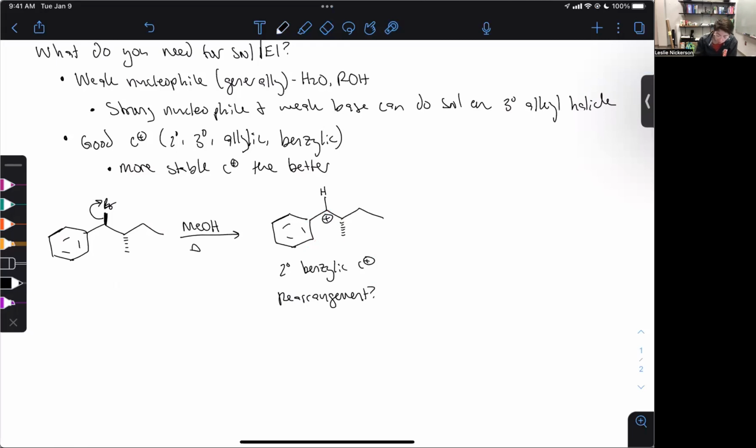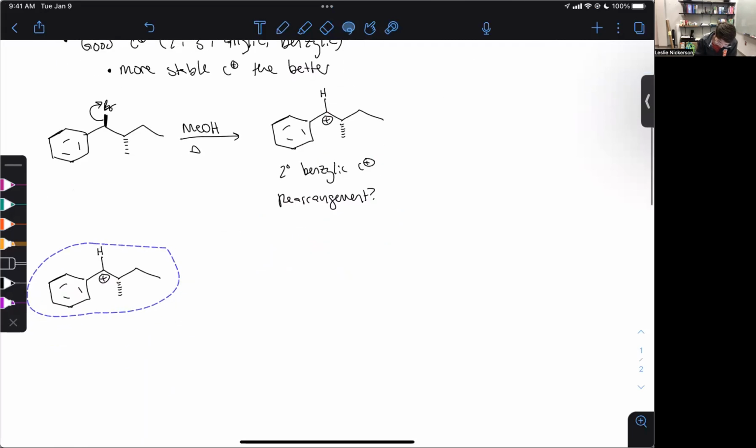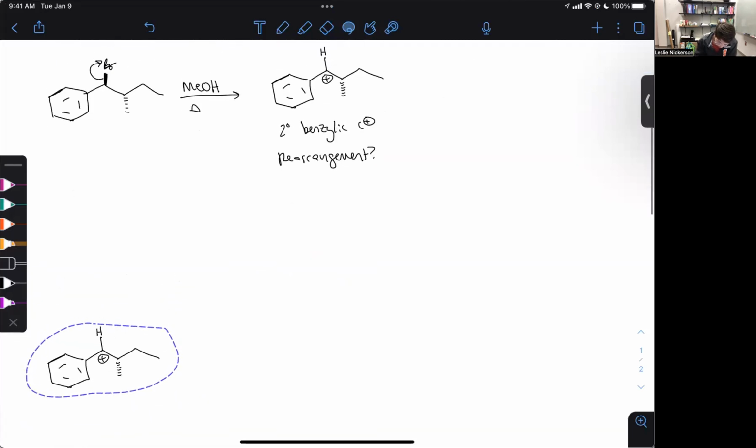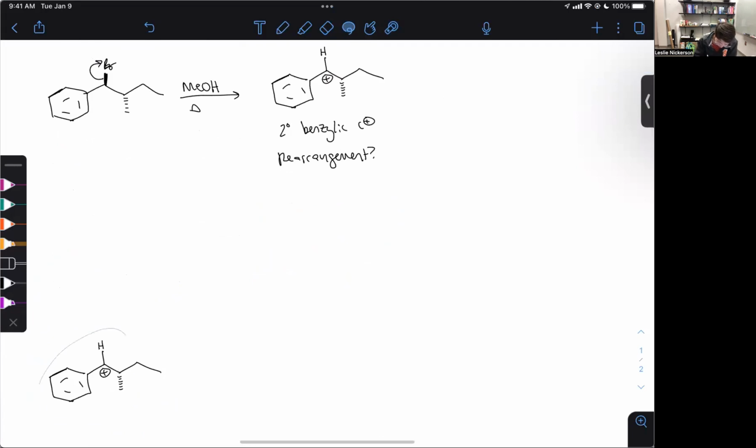Sometimes what is easiest to do is just take this and copy it down here. I'm just going to do it a little ways down so that we have some space, and then look at the various options that we have for rearrangement. If I'm looking over here, I don't have any H's or methyls that I can easily switch. So probably not going to do anything over there. I guess I don't actually need that much space.